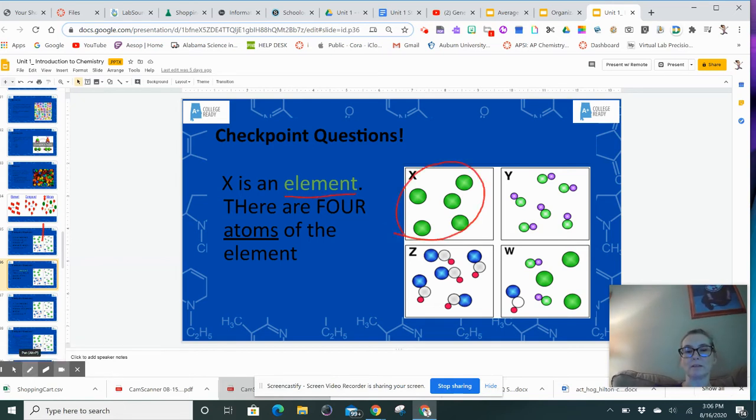It looks exactly the same. There are 4 atoms of that element, or actually there's 5. Never mind, that should be a 5. There are 5 atoms of that element.